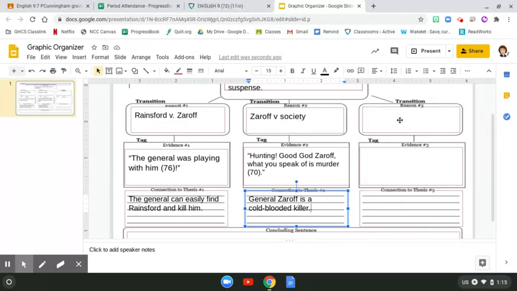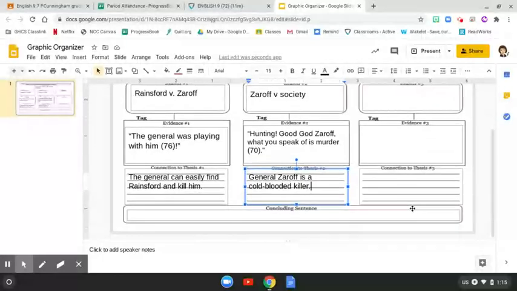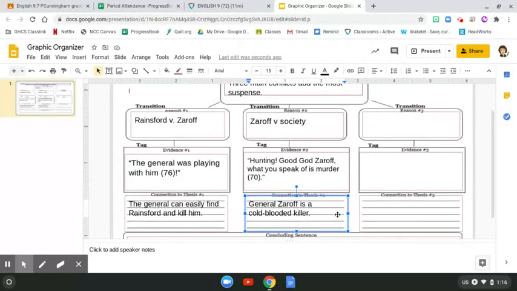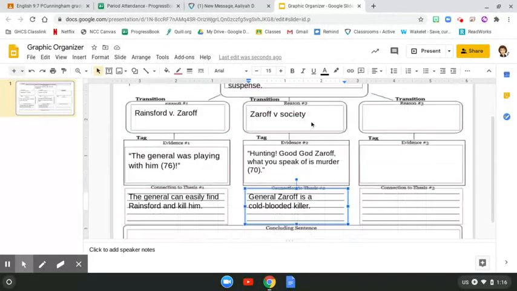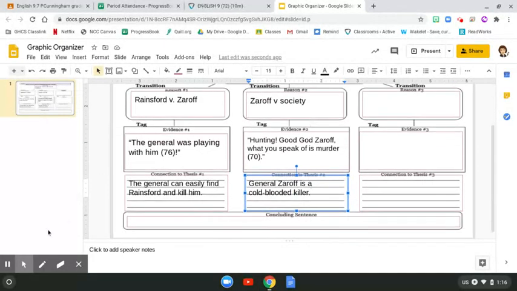All right, I want you to pick a third conflict, which is on that chart, which is another conflict that you think adds the most suspense. Put the conflict here, put the quote here, and then explain why that conflict adds suspense. I also want you to come up with a concluding sentence. It should be similar to the topic sentence. Just try to use some different words to explain.